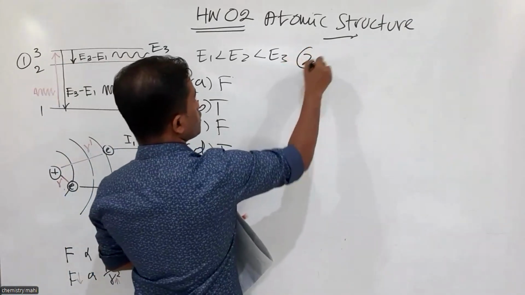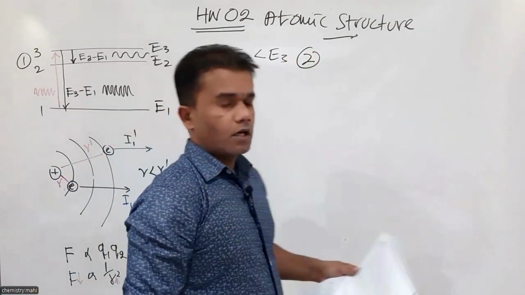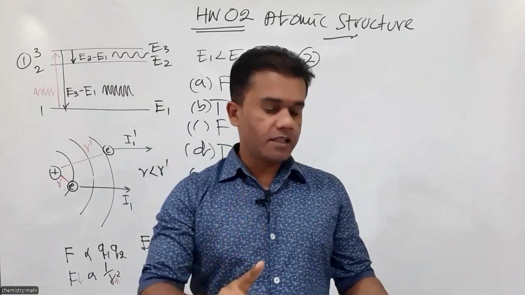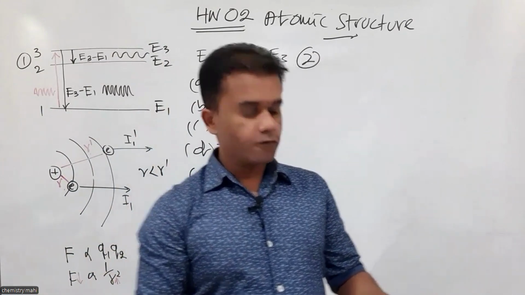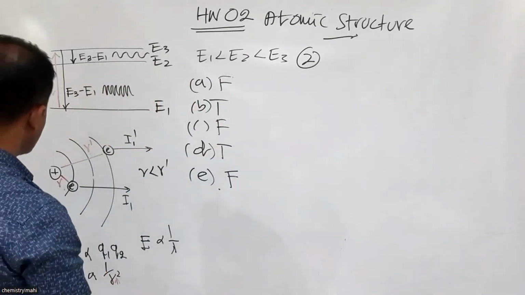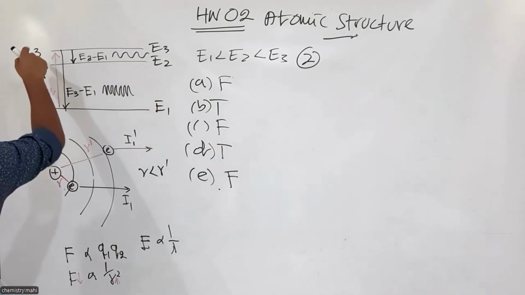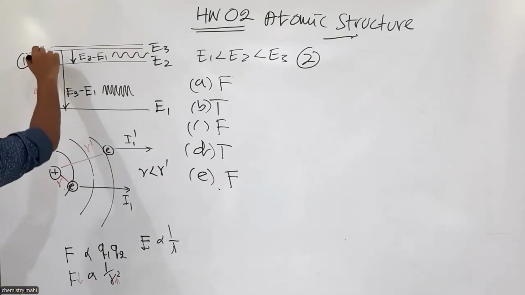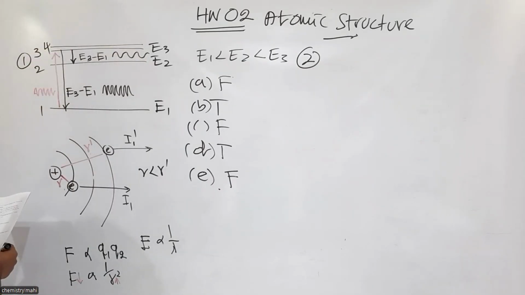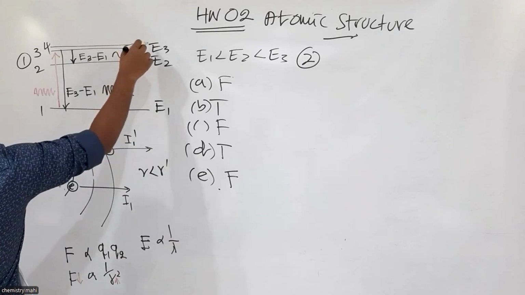Let's move to question number 2. Question number 2 is: is energy emitted or absorbed when the following electron transition occurs, from 4 to 2? If I go back to this one and explain using the same diagram, this is the fourth energy level, n equals 4. Then the electron transitions from 4 to 2, which means something like this.